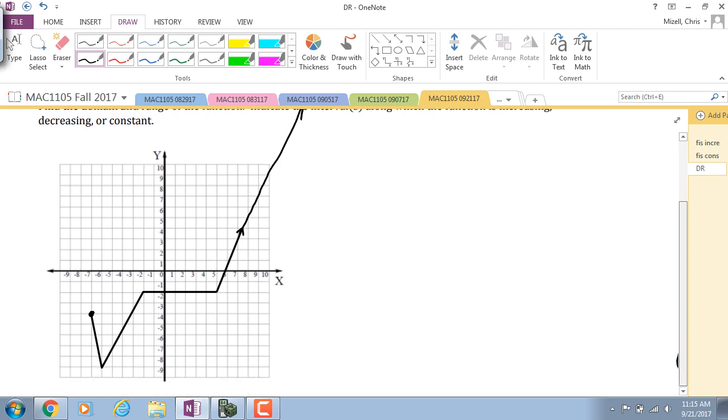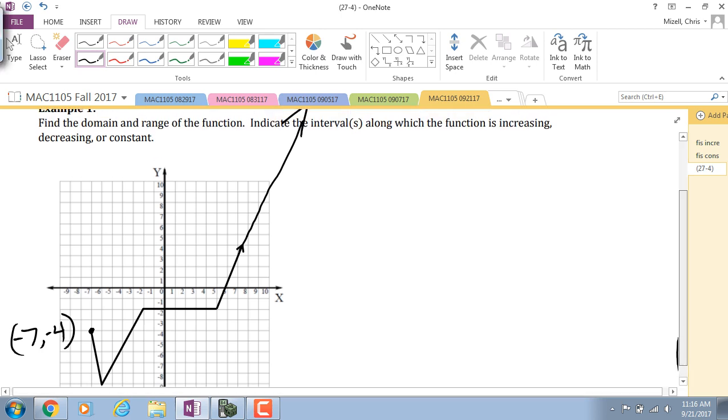So I'm going to put a dot there. I'm going to label that point. Its x-coordinate is -7. Its y-coordinate looks like -4. So the graph does not extend beyond that point in that direction. It doesn't go to the left. It doesn't go up from there. If you want to think of it as starting right there, that's fine.